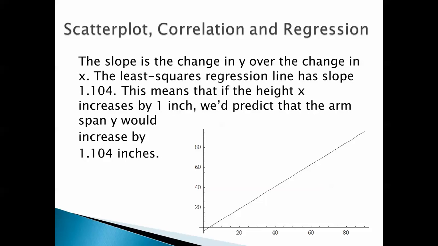The slope is the change in y over the change in x. The least squares regression line has slope 1.104. This means that if the height x increases by 1 inch, we'd predict that the arm span y would increase by 1.104 inches.